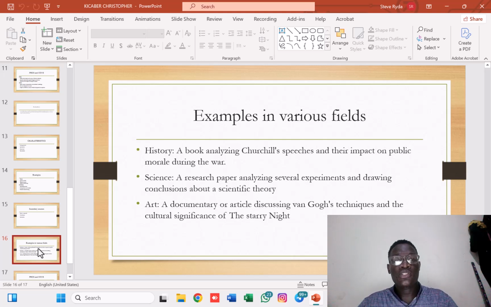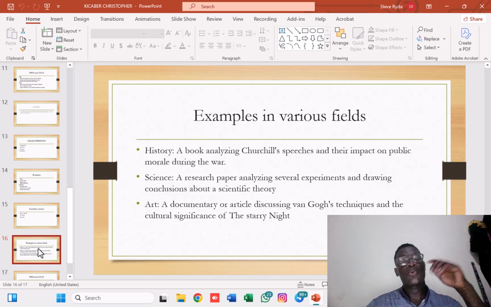Suppose you're doing research on some subject or topic, or you could be having a practical. Then you must draw conclusions on the practical analysis. Then there's art. This could be a documentary or article discussing Van Gogh's techniques and the cultural significance of the Starry Night.